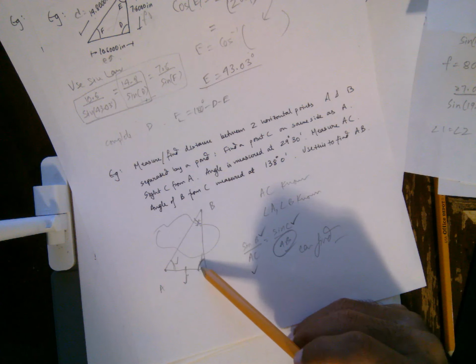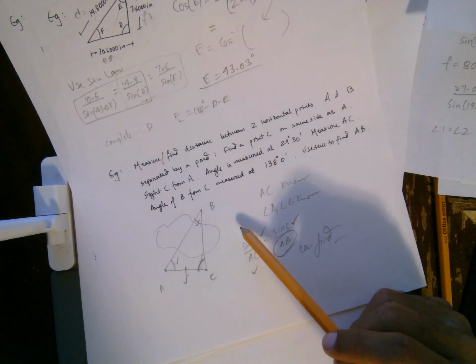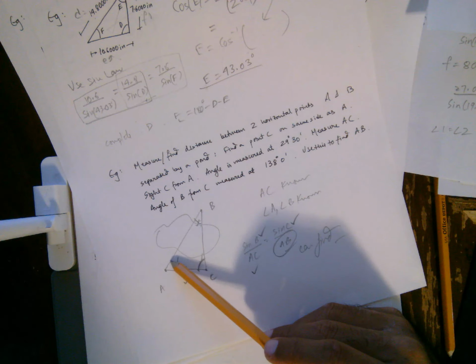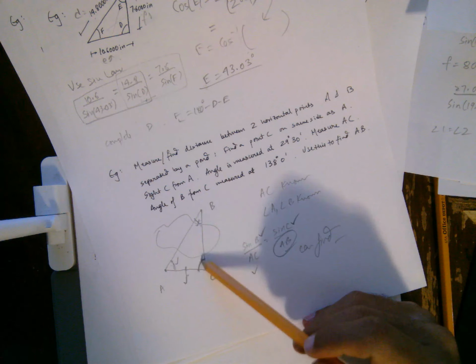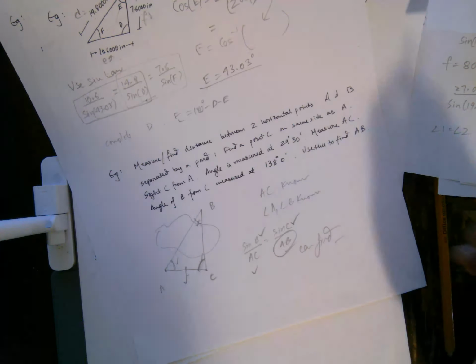Now you could also apply cosine law to find angle C, but I think it'll be easier if you already have the angle measuring instrument and you measure these angles. You can just use sine law.